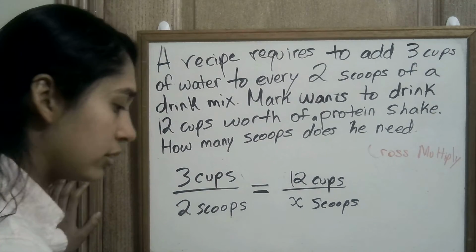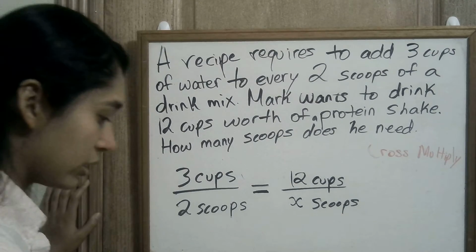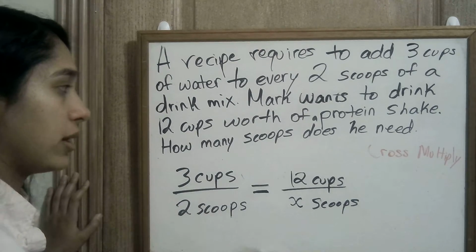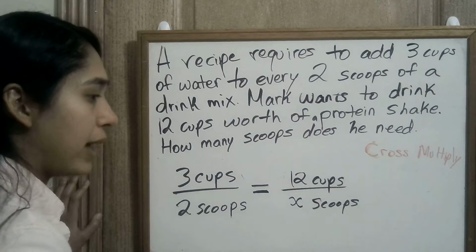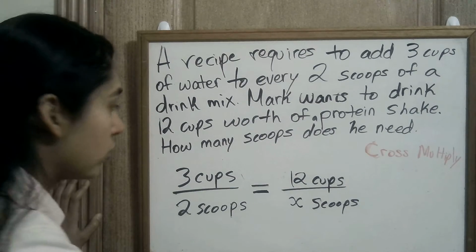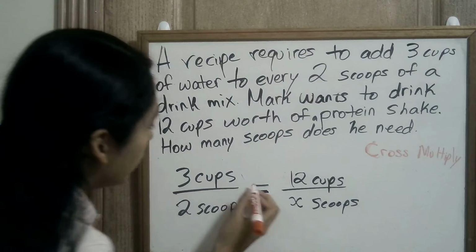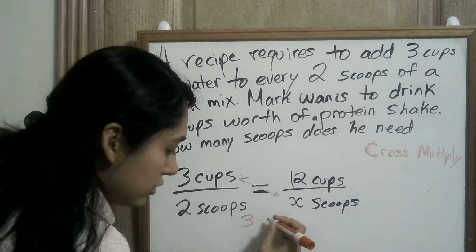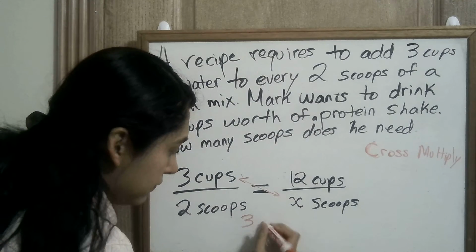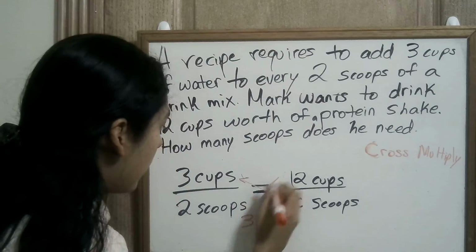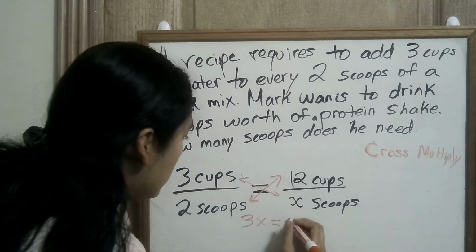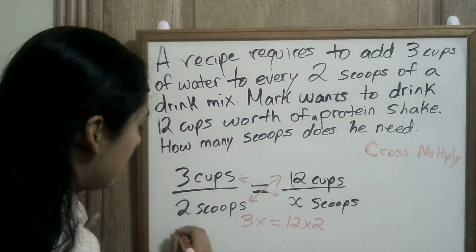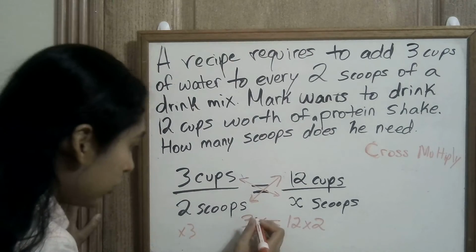Alright, now that we did that, we are going to set up our equation like so. Again, we are going to cross multiply, because that is the superpower of proportions. So we're going to go ahead and cross multiply and do this. We're going to get 3x is equal to 12 times 2.